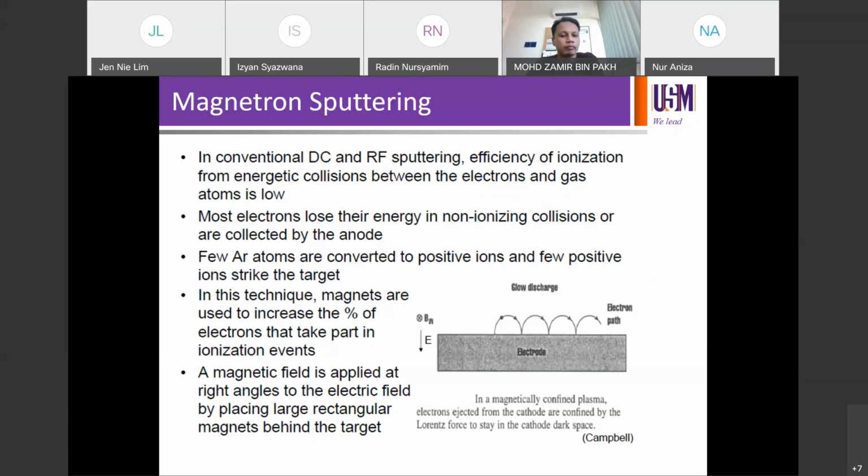The magnetic field is applied at right angles to the electric field by placing large rectangular magnets behind the target. So you have your target in the front, and at the back you have a magnetron. You literally have magnetic fields around the target from behind, and that concentrates the electrons and the argon gas in the front in order to ionize more, therefore creating more and more deposition. This results in a higher deposition rate compared to a system without a magnetron.